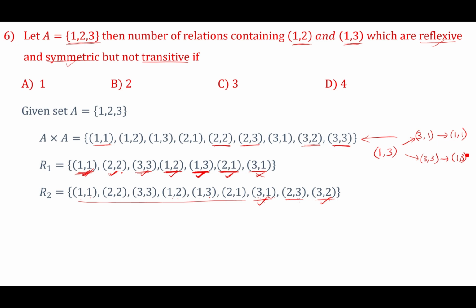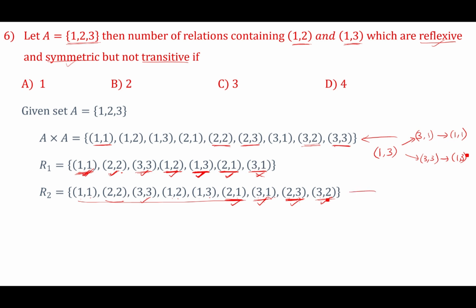(2,3) and (3,3), which means (2,3) is there. Yes. (2,3) and (2,1), which means (2,1) is there. Yes, it is here. (2,3) and (3,1), which means (2,1) is there. Yes, (2,1) is here. So this also satisfies the transitive test. (3,2) and (2,2), which means (3,2) must be there. Yes, it is here. (3,2) and (2,3), and (3,3) must be there. Yes, it is here. So all these elements satisfy the transitivity test.